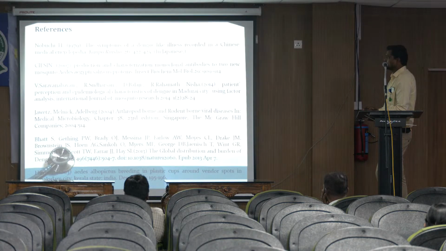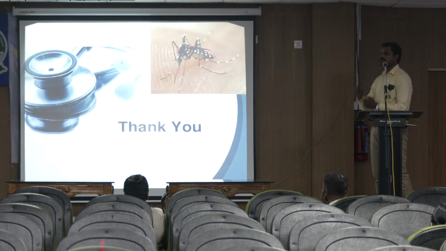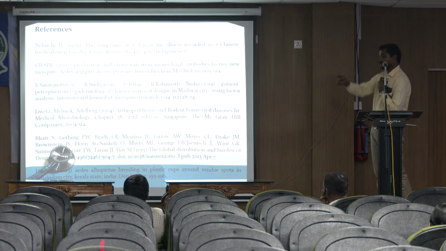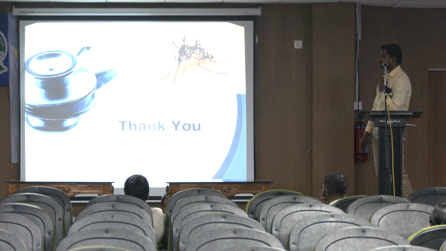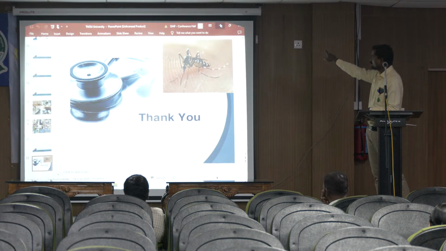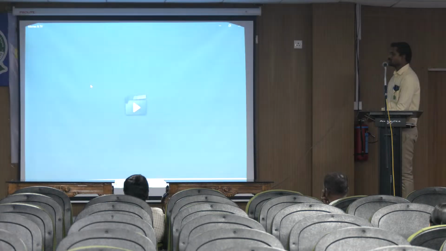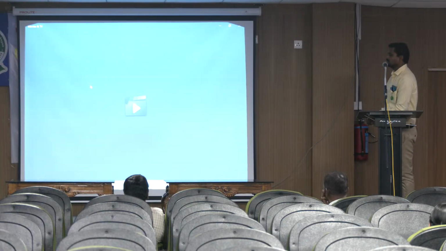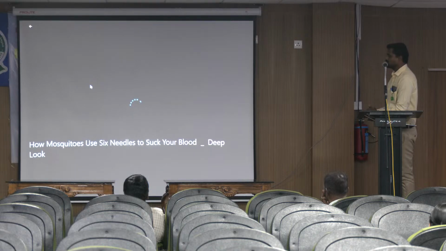Next. There are enough references. Next. Thank you. So video clipping is used for dengue. The video clipping shows the mosquitoes. The larvae affect the pupa stage in the mosquitoes, the first origin in the areas.